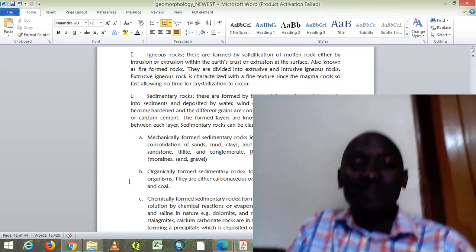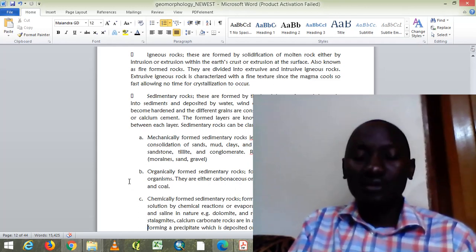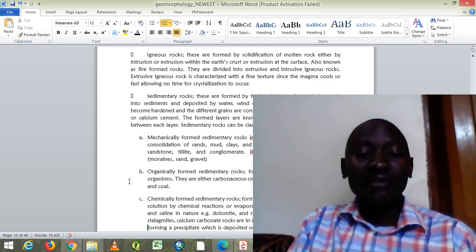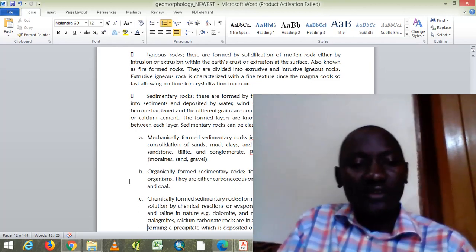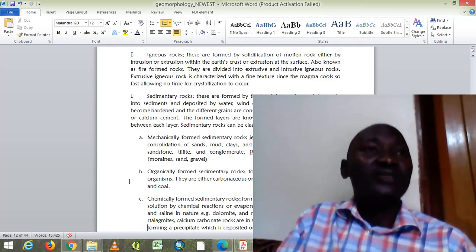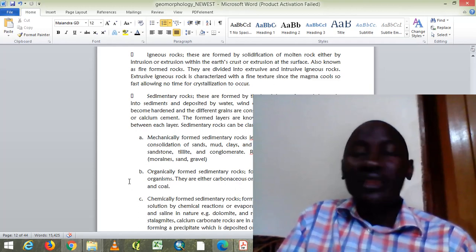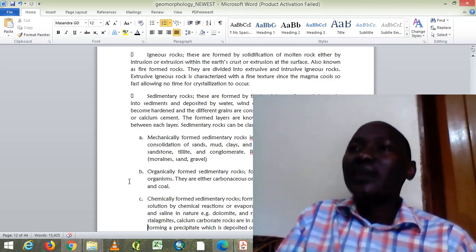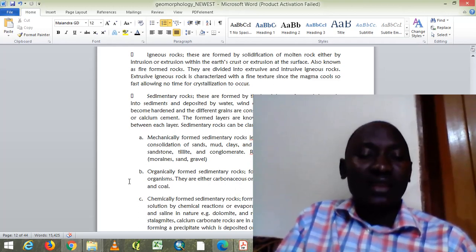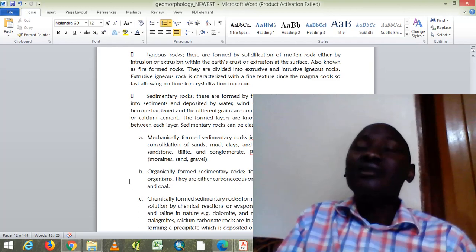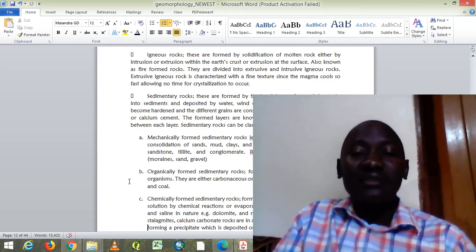Sedimentary rocks are also categorized into three subcategories. We have mechanically formed sedimentary rocks, we have organically formed sedimentary rocks, and chemically formed sedimentary rocks. Now you realize that this classification also derives its name from the weathering processes, because weathering is one of the most important and primary process that leads to rock disintegration, that breaks down rocks. So if rocks are broken down by means of mechanical weathering, then the resultant material gives birth to what we refer to as mechanically formed sedimentary rocks.